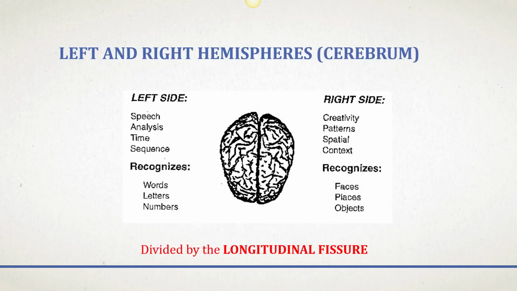Left and right hemispheres. In people, the left side is associated with more of speech, analysis, time, sequence. It recognizes words, letters, numbers. It's more the factual side. While the right side is more responsible for creativity, patterns, spatial context. It recognizes faces, places, objects, and so forth. You don't need to know what side of the brain is responsible for what, and this is highly debated and continuously changing as we learn more about neuroscience. But these left and right hemispheres are divided by the longitudinal fissure.